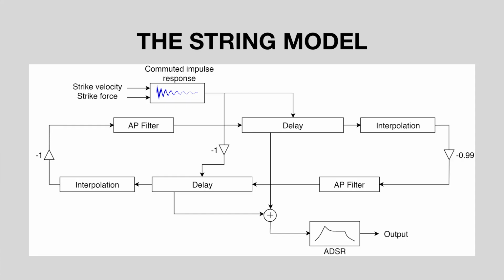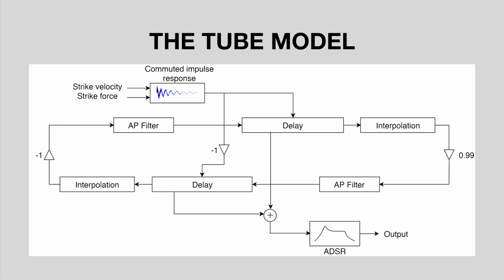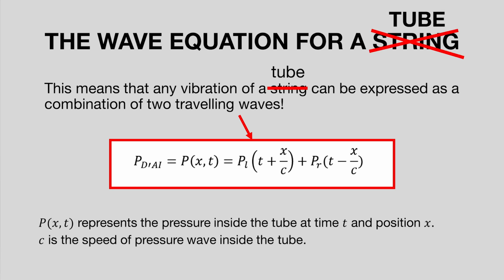The next model is the tube model. Hang on, you say, isn't that the string model slide? You're right, the only difference is that the tube model is excited on the end of the delay line, and one of the reflections no longer inverts the wave. This represents one of the ends of the tube being open. If you derive the wave equation for air pressure in a tube, you get the same result as our string equation.